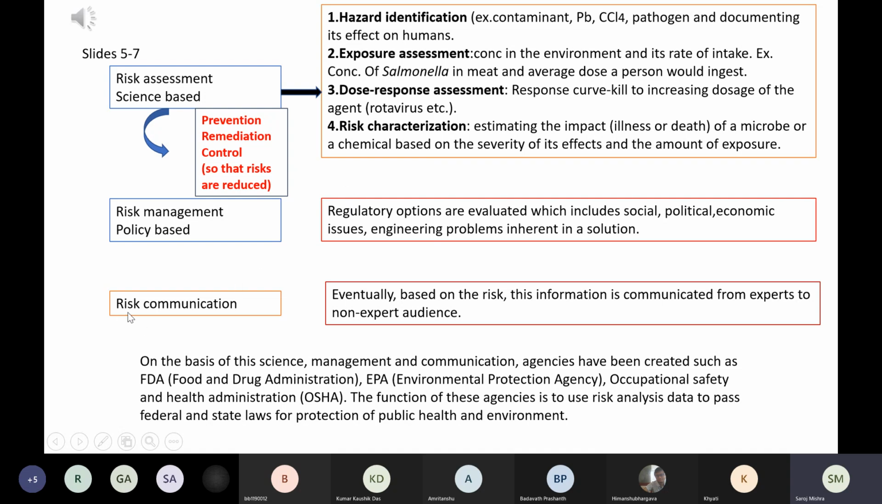And then finally, the third leg, which is the risk communication. So eventually, based on the risk, this information is communicated from experts to the non-expert audience. And on the basis of the science, the management, and the risk communication, there are regulatory agencies which have been created, such as the FDA, which is the Food and Drug Administration, the EPA, Environmental Protection Agency, the Occupational Safety and Health Administration, etc. The function of these agencies is to use this risk data to pass federal and state laws for protection of public health as well as the environment.